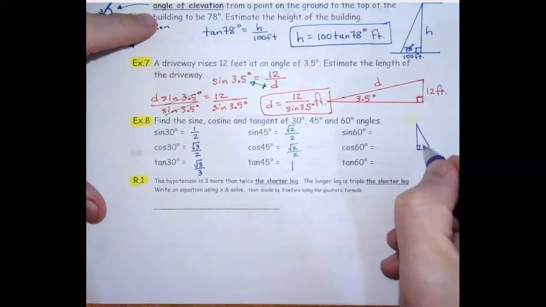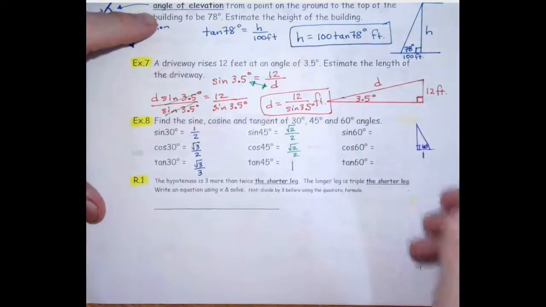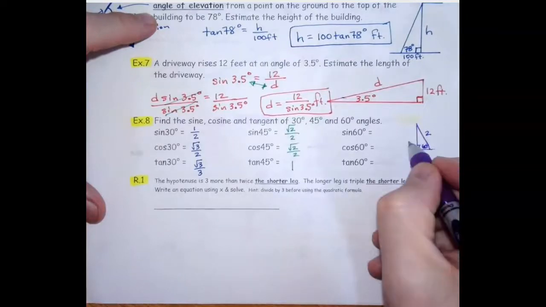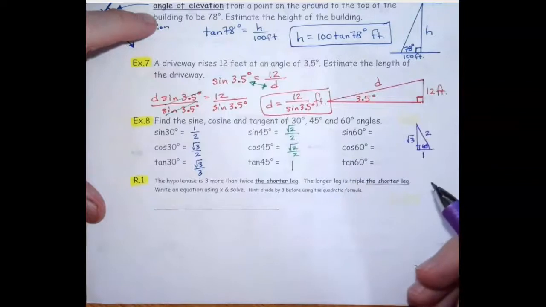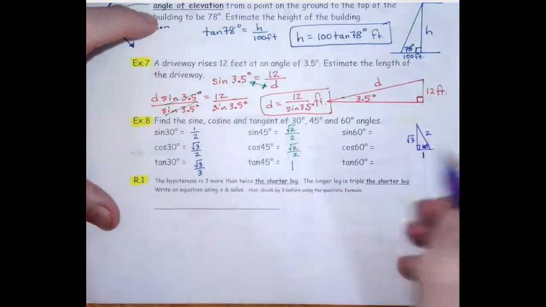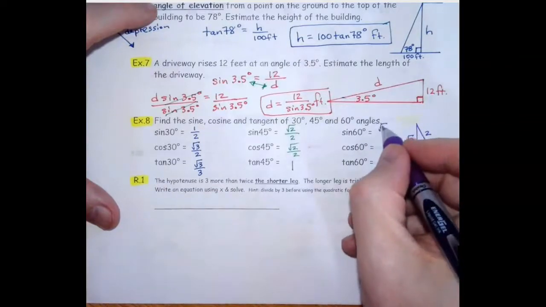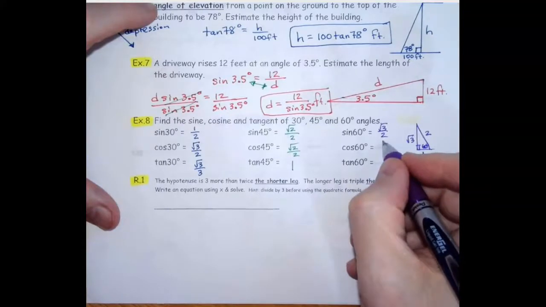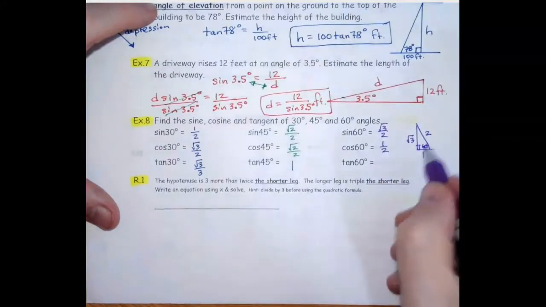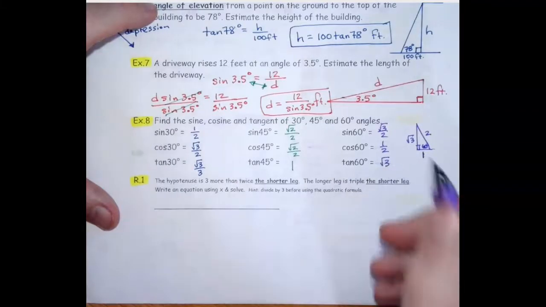So if you draw a 30, 60, 90 triangle, and let this side be 1, the hypotenuse be 2, and the long leg be root 3, then you can actually just figure it out. You could do that for any of these. So sine is opposite over hypotenuse, so that's going to be root 3 over 2. Cosine is adjacent over hypotenuse, so that's going to be 1 over 2. And tangent is opposite over adjacent, so that's going to be root 3 over 1.